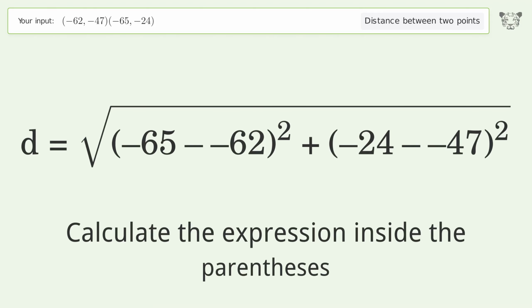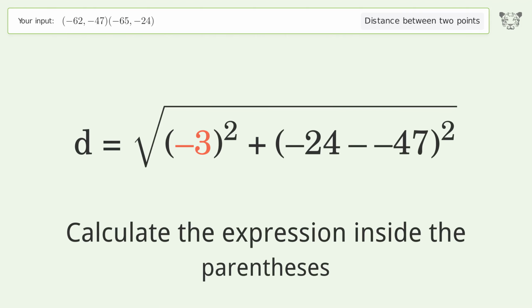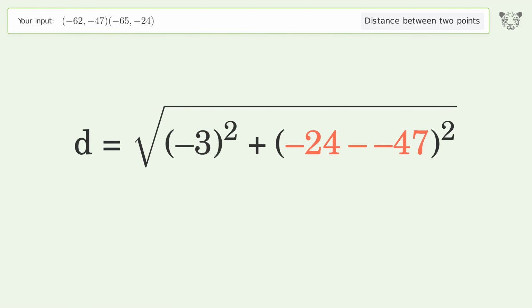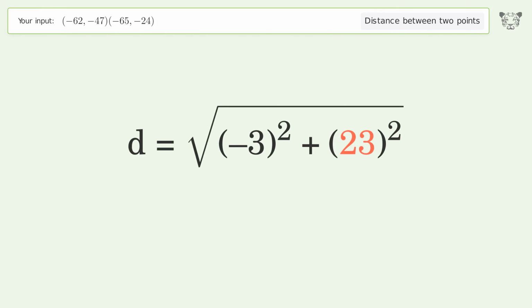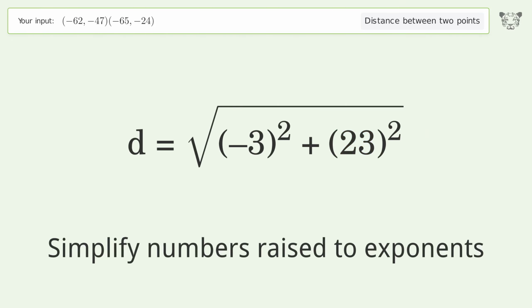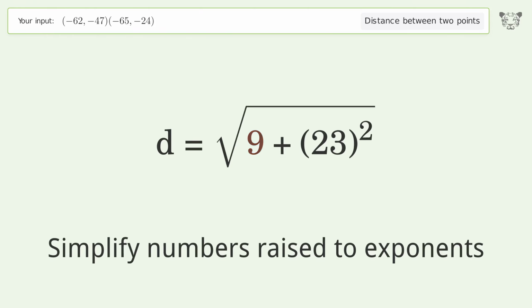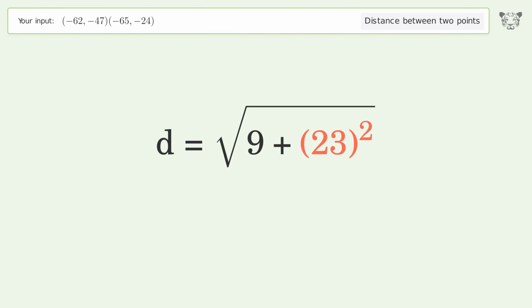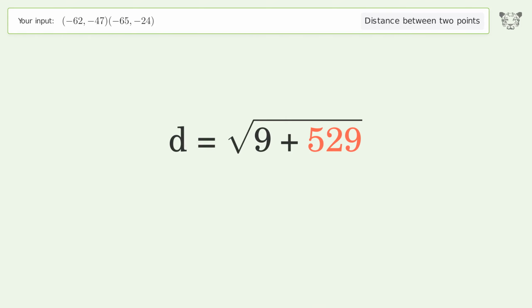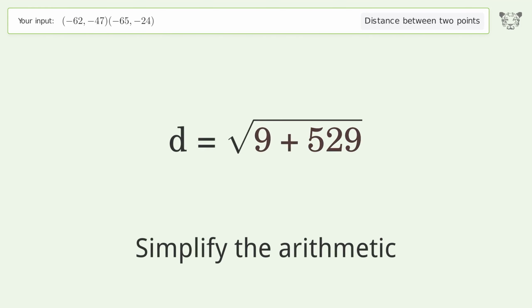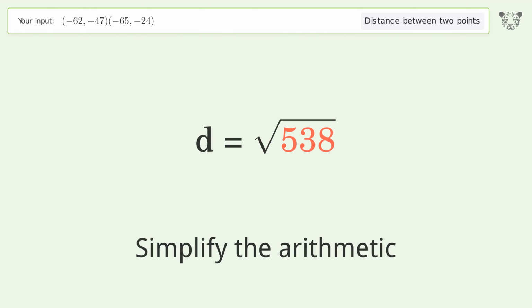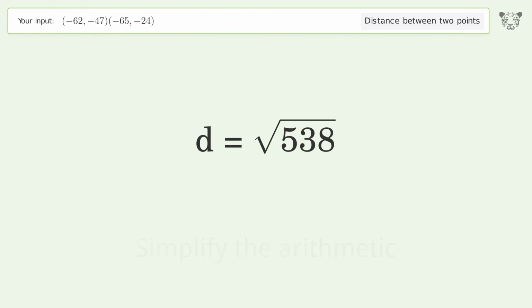Calculate the expression inside the parentheses. Simplify numbers raised to exponents. Simplify the arithmetic. And so the distance between the 2 points is the square root of 538, or 23.195.